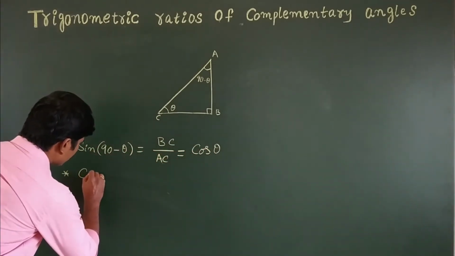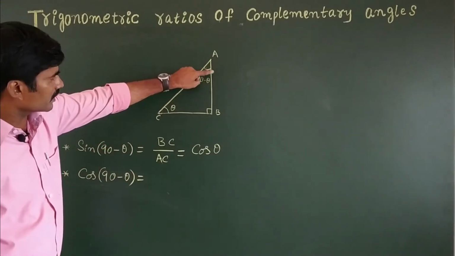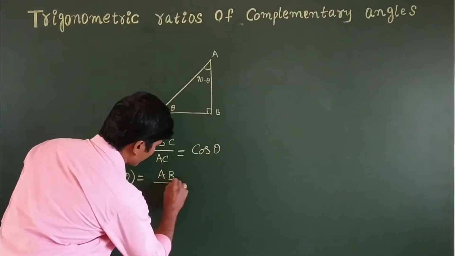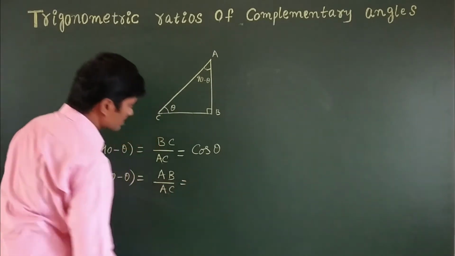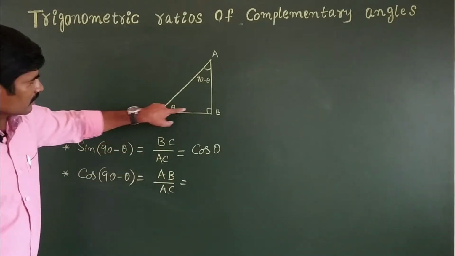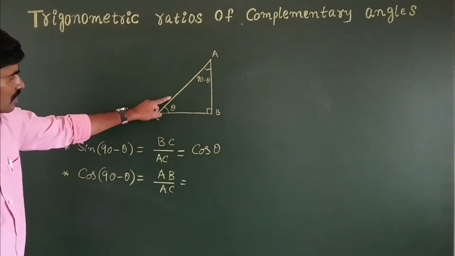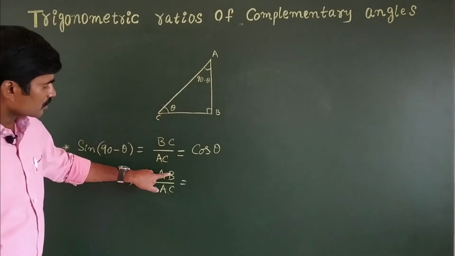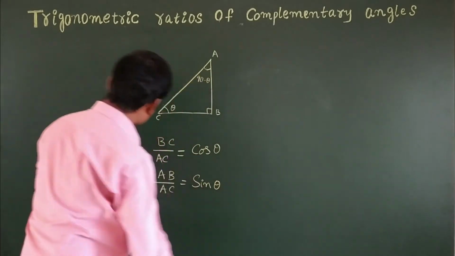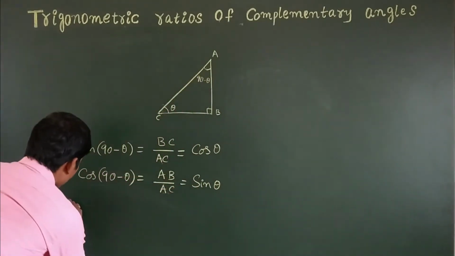Similarly, cos 90 minus theta means adjacent side by hypotenuse. What is the adjacent side? AB. Hypotenuse is AC. Now compare with angle theta: AB is the opposite side and AC is the hypotenuse. So this value, opposite side by hypotenuse, is sin theta. So cos 90 minus theta is equal to sin theta.